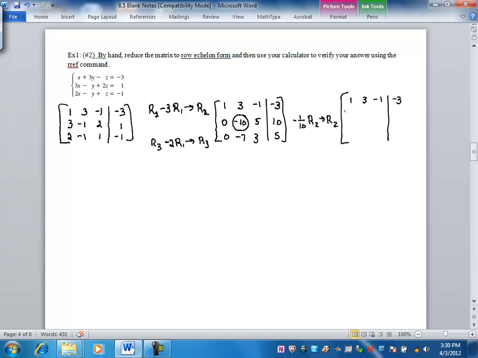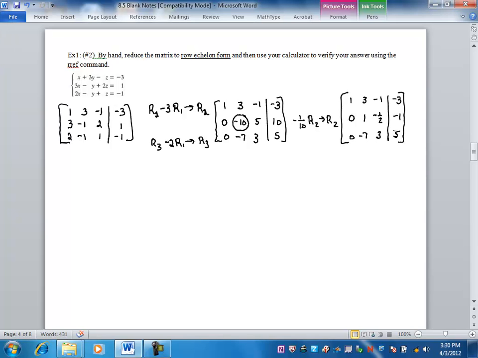Now here comes the change. 0 times -1/10 is 0. -10 times -1/10 is 1. 5 times -1/10 is -1/2. -1/10 times 10, -1. And we are leaving the bottom row the same at this time. We'll worry about making the needed changes in our next step.